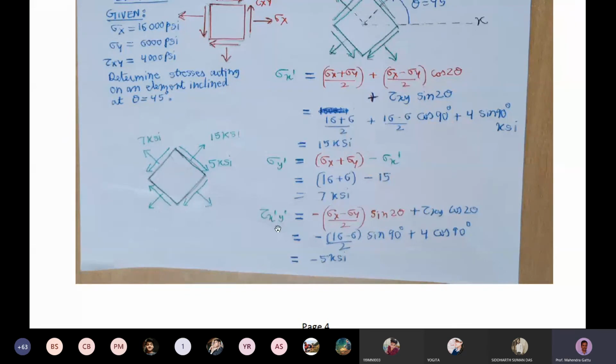Now we can find tau x prime y prime. We have this formula: minus (sigma x minus sigma y) by 2 sin 2 theta plus tau xy cos 2 theta. Sin 90 is 1, cos 90 is 0. (16 minus 6) by 2 is 10 by 2 is 5. So it will have minus 5 ksi. If you look carefully, there is a negative sign. What it means is the shear stress is acting in this direction, down, so it is acting in the clockwise direction.